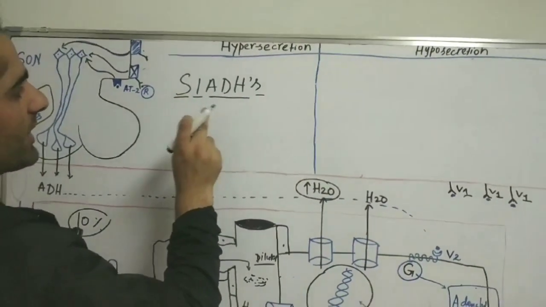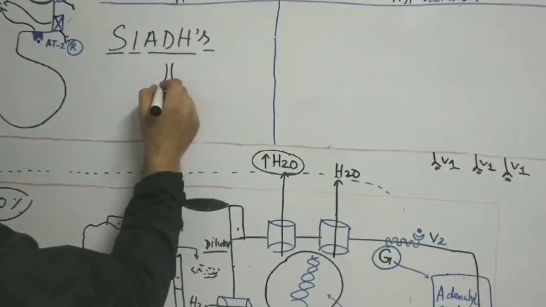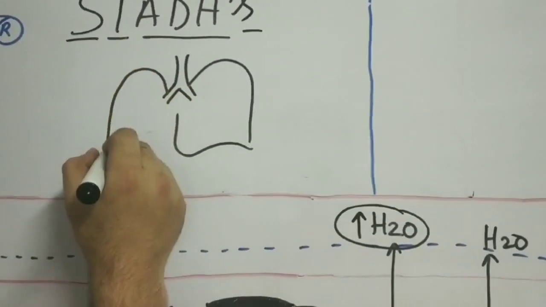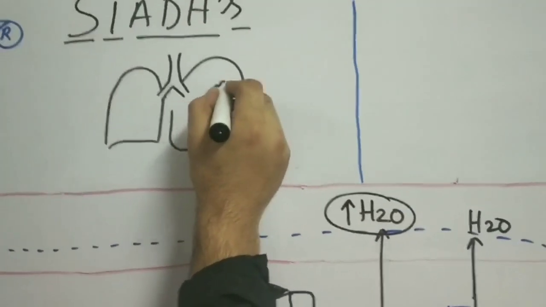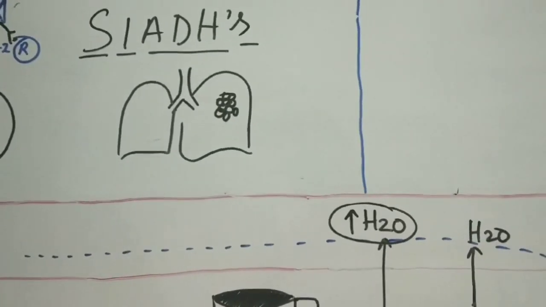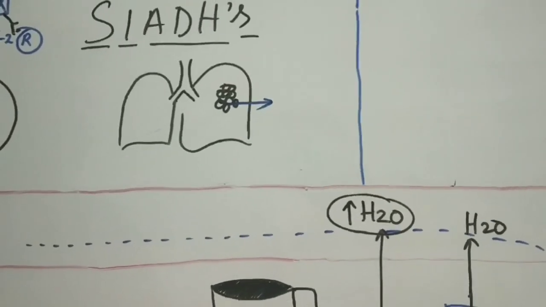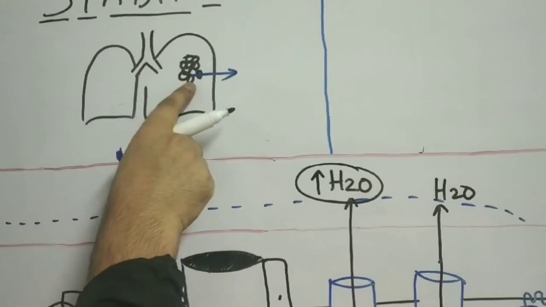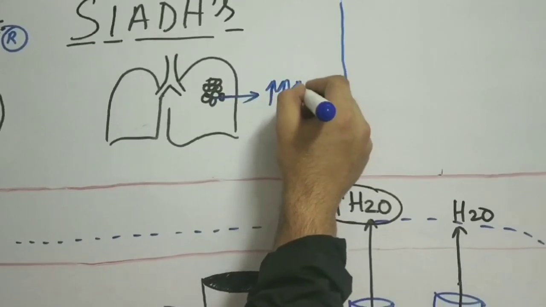Where is this ADH actually secreted in this condition? As we know, the lungs. Sometimes the lungs develop a tumor, and these tumor cells are able to produce ADH. In a tumor, the number of cells increases. If there is an increase in the number of cells, the ADH secreted by these cells will be very high.